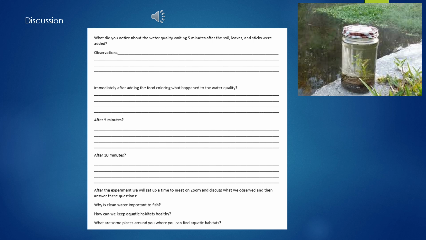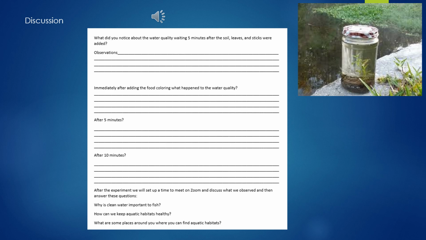Now that we have observed what we noticed, we're going to log on to Zoom and have a discussion about what we recorded on our observation sheet. So when we log on, I want you to be prepared, have your observation sheet ready so we can discuss what you noticed when we added a pollutant to the water.